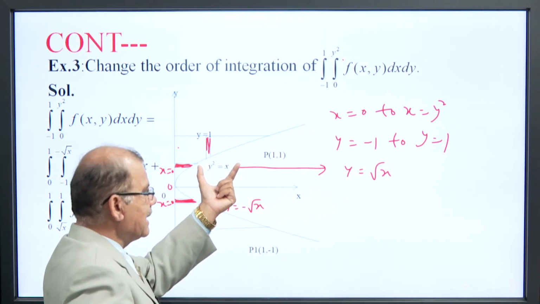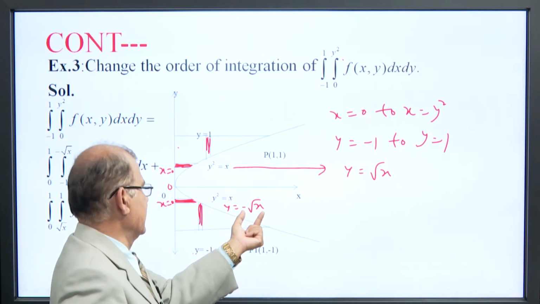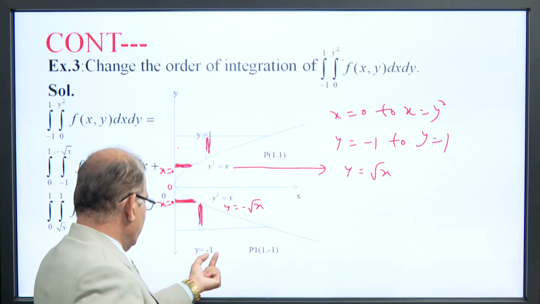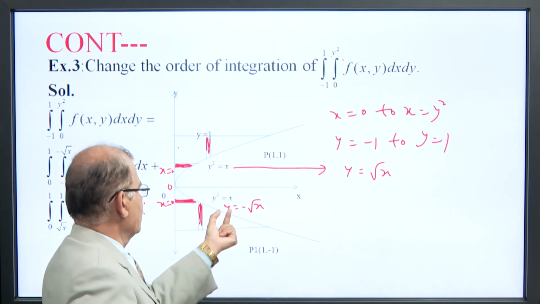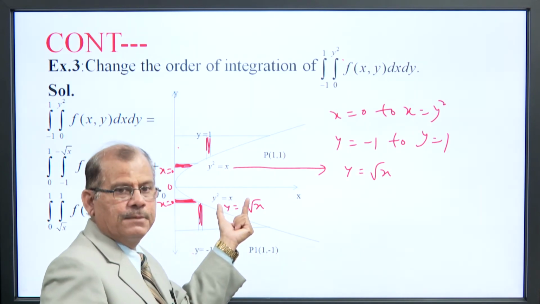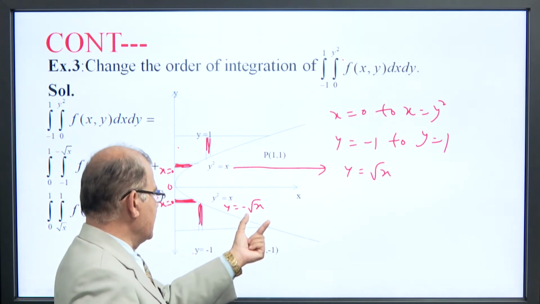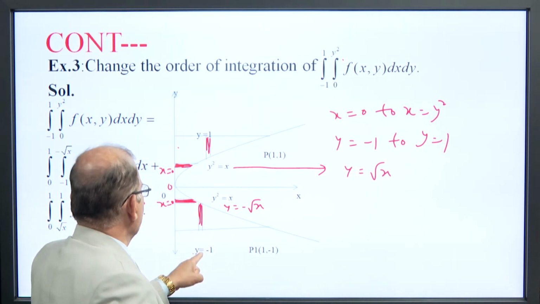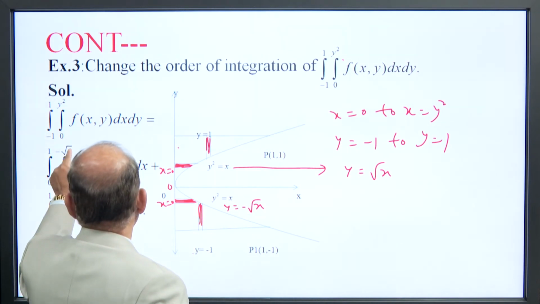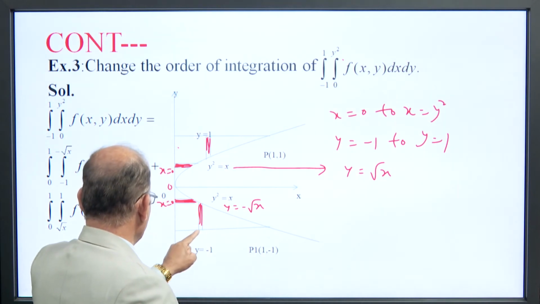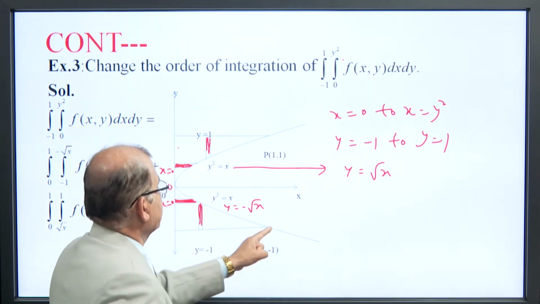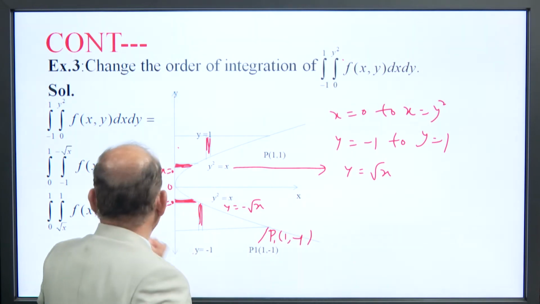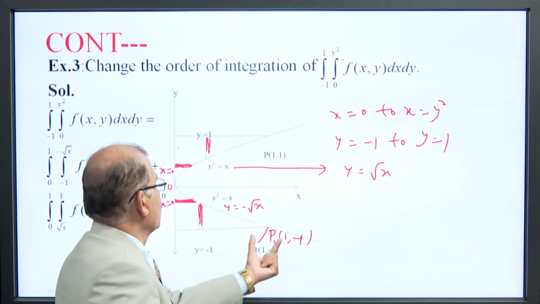In the first quadrant, x is positive. In the fourth quadrant, x is positive and y is negative. This is why we have taken y is equal to -1 to y is equal to minus root x, because the second region is contained in the fourth quadrant. So in this region, y varies from -1 to minus root x, and x varies from x is equal to 0 to x is equal to 1. It is the point (1, -1).